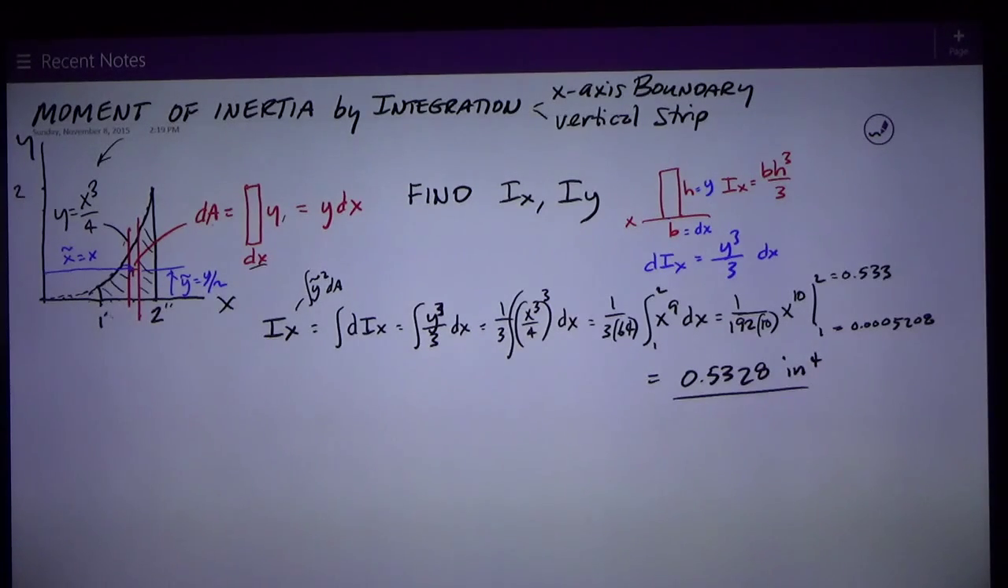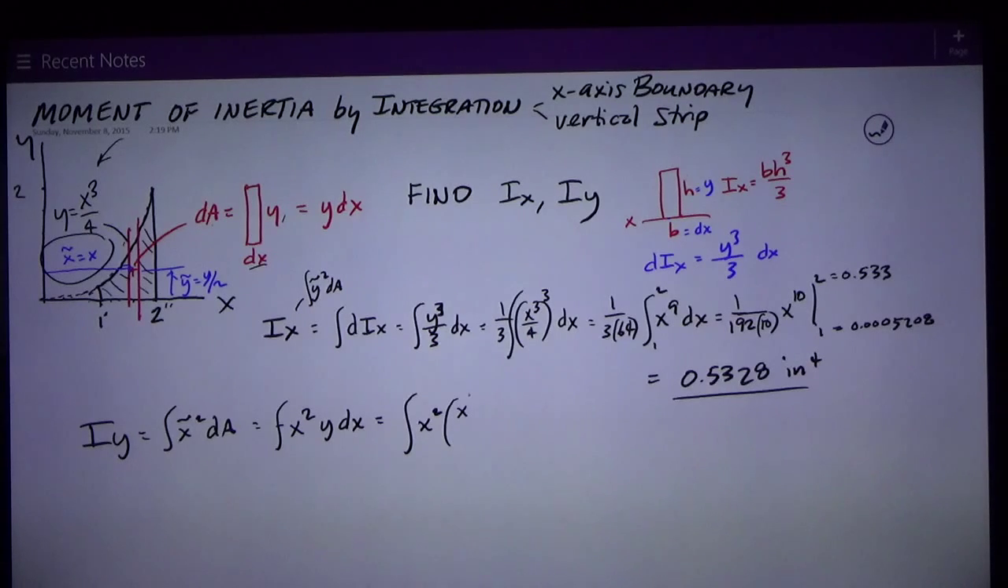These are all inches. Now Iy is a little bit simpler. We're going to use the basic integral: Iy is equal to the integral of x tilde squared dA. Well, x tilde is x from this relationship up here, so it's the integral of x squared, and dA is equal to that rectangle, y dx. Substituting in what y is equal to, I get an integral of x squared times x cubed over 4, dx.